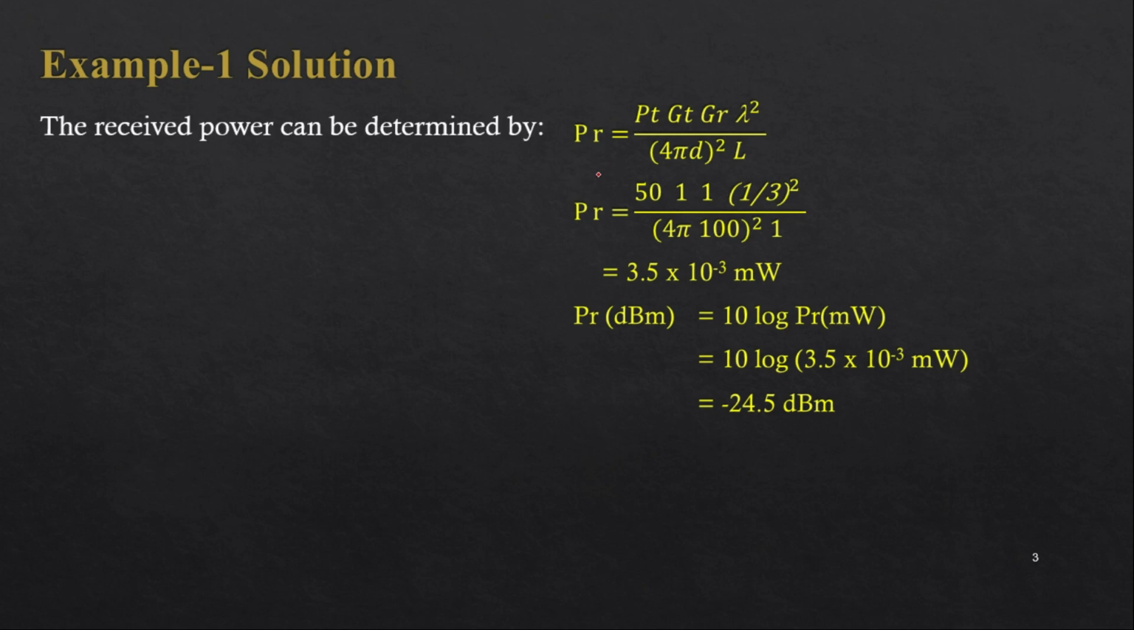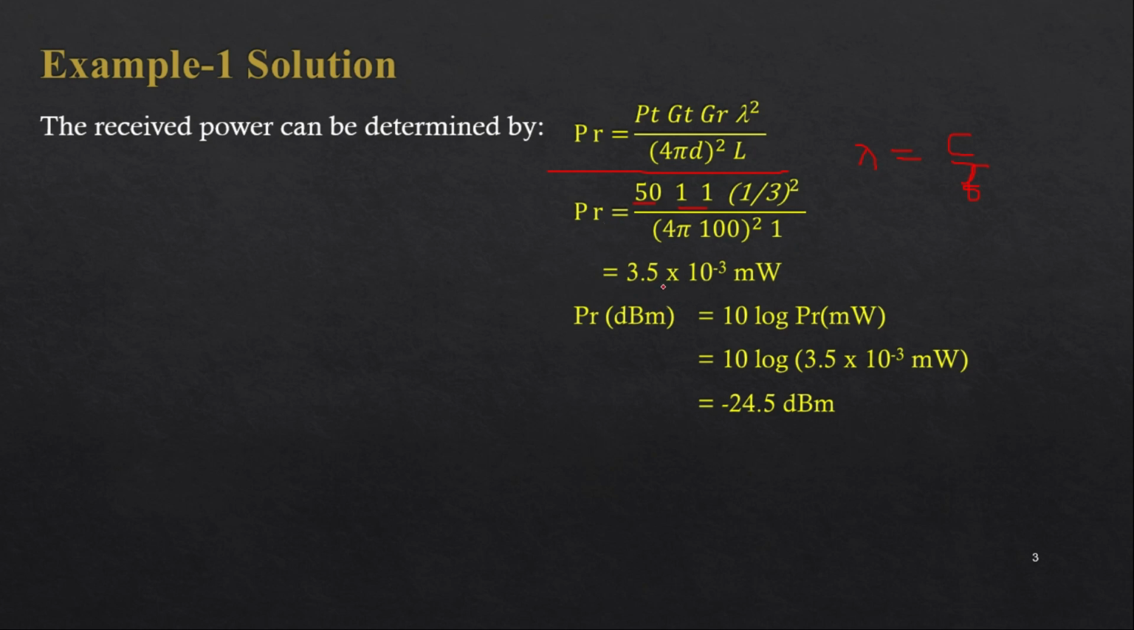To calculate receive power in dBm, we will use the Friis formula, that is PR equals PT GT GR lambda square divided by 4 pi d whole square into L. We know that PT is given as 50 watt, GT and GR are 1, and to calculate lambda we can use the formula lambda equals C by F. C is the speed of light, 3 into 10 raised to 8 meter per second, and F is given as 900 megahertz. So lambda is 1 by 3, and D is given as 100 meter and L is 1.